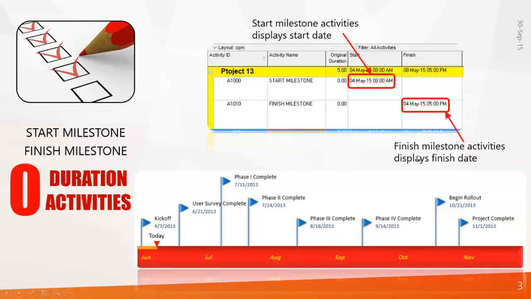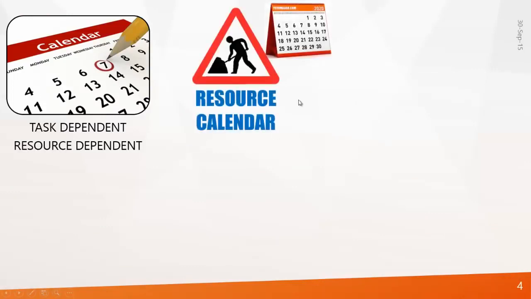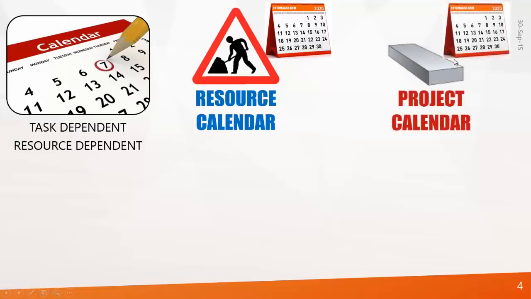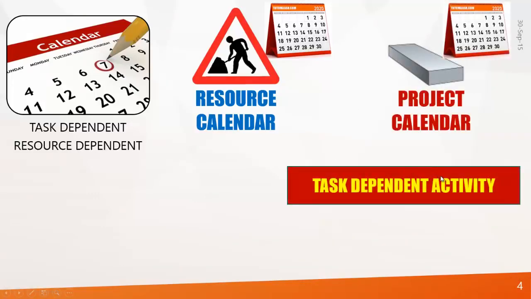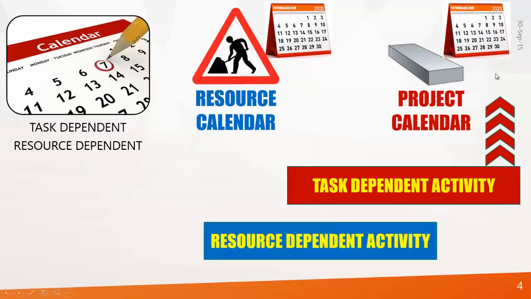So hope you understood. Next are task dependent activities and resource dependent activities. In Primavera, you can create a resource calendar and a project calendar. A task dependent activity will always follow the project calendar and the resource dependent activity will always follow the resource calendar.